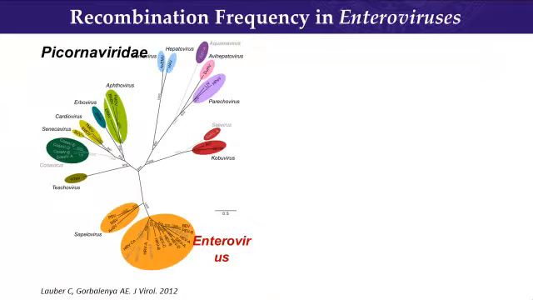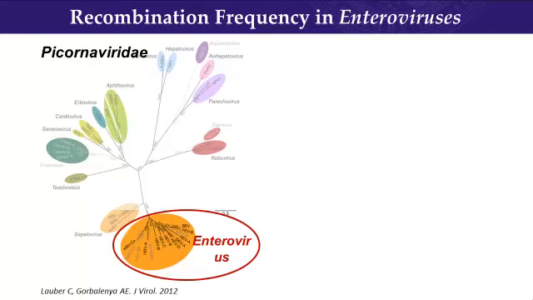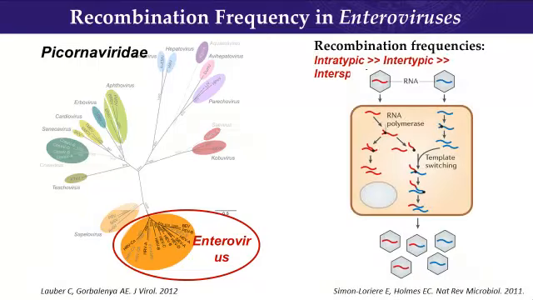So we all know recombination is a major driving force for the genetic diversity of enteroviruses. Most genetic recombination events are intratypic and less frequently happen between different types, and even between different species. So cross-order recombination is a rare event.